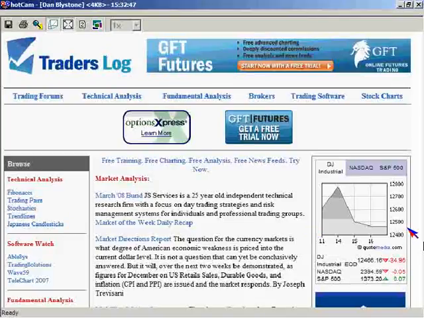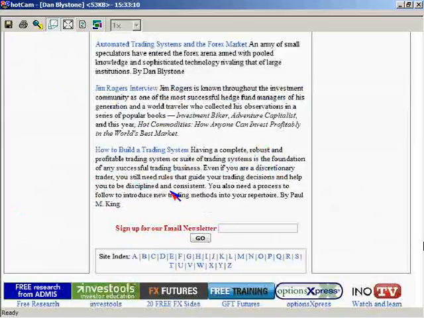You should be able to see the homepage of traderslog.com, which I am the editor of, and we'll refer back to this a couple of times in the presentation just to point out a couple of resources that might be useful for you. The article on which the presentation is based today is down here at the bottom. Here we go. Automated trading systems in the Forex market. So let's get started.